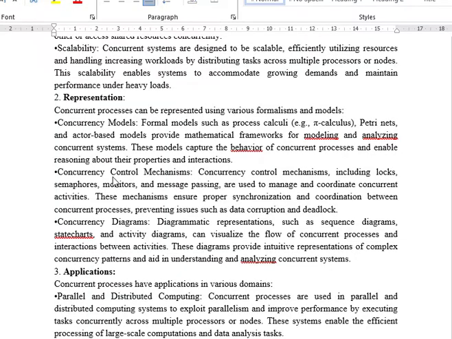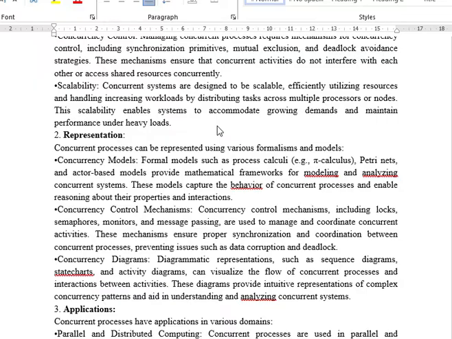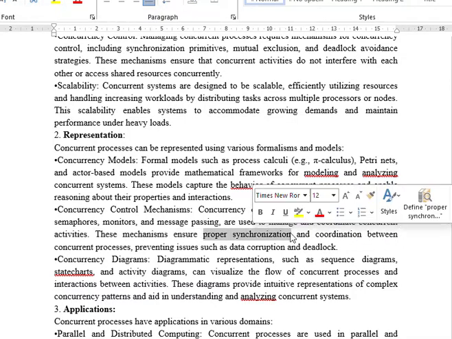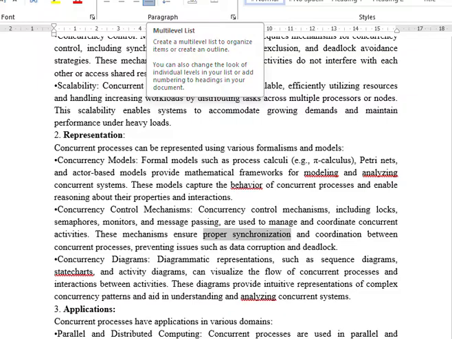Next is the concurrency control mechanism. It includes locks, deadlocks which I mentioned, monitors, and message passing, which are used to manage and coordinate concurrent activities. These are the things included in concurrency control. They will avoid the deadlocks which occur, and ensure proper synchronization. This is nothing but the concurrency control mechanism.